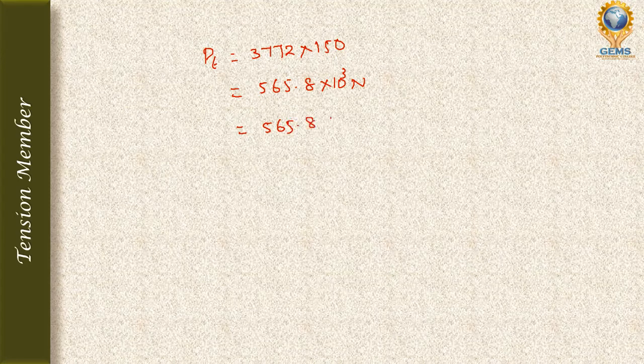So we know the area of the net. So what is the tensile strength? It is 3772 into 150. So how much is it? 565.8 into 10 to the power 3 Newton. It is equal to 565.8 kilonewton. So this is the solution for the second condition.